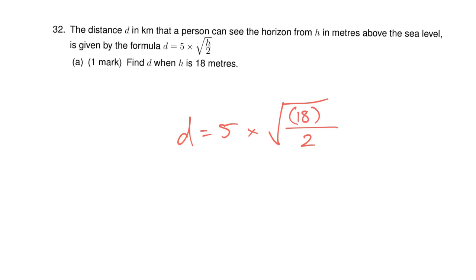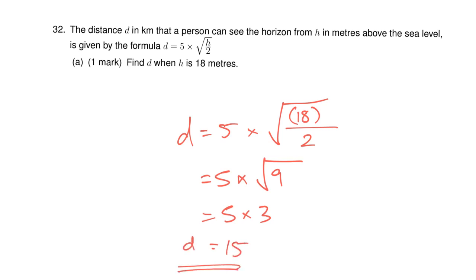Now I can work this out. This is just numbers now. I can calculate this. So I can do 5 times the square root of 9. I beg your pardon. Look, you could do this in your calculator if you wanted to, but I happen to know that the square root of 9 is 3. So I've actually just got 5 times 3, which is 15. D equals 15. Okay, that was it. It was just substitution, even though it looked a bit scary to start with.